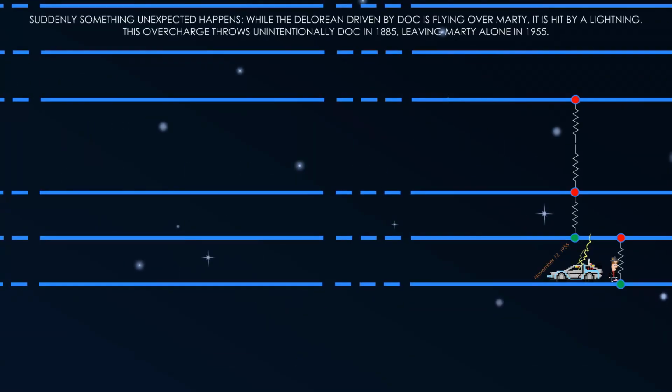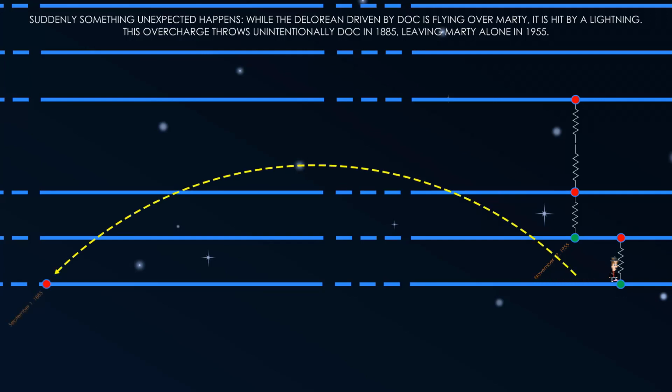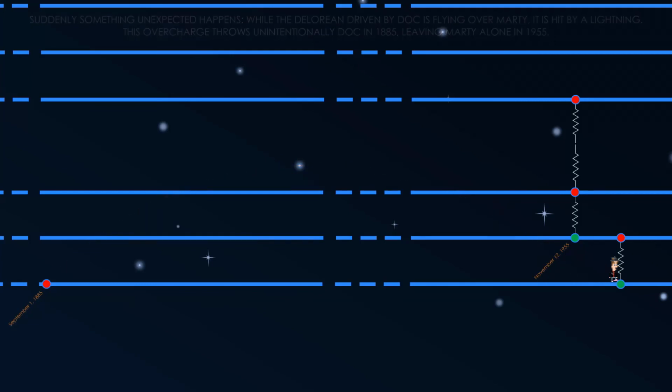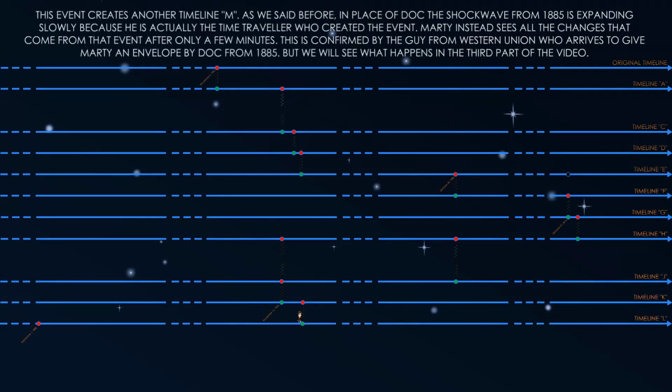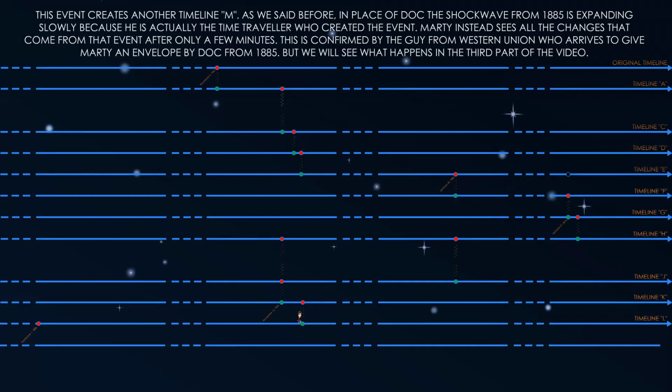Suddenly something unexpected happens. While the DeLorean driven by Doc is flying over Marty, it is hit by lightning. This overcharge unintentionally throws Doc into 1885, leaving Marty alone in 1955. This event creates another timeline, M. As we said before, in place of Doc, the shockwave from 1885 is expanding slowly because he is actually the time traveler who created the event.